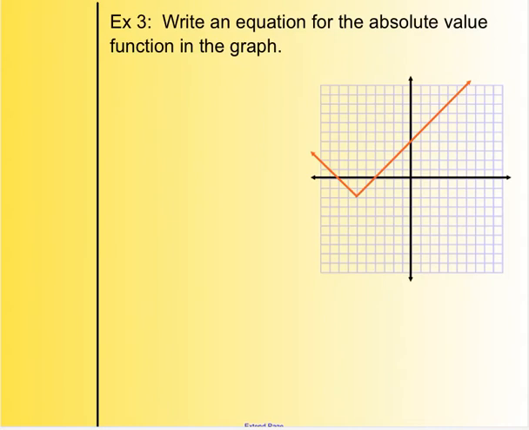Last example is writing the equation from the graph. So as you may have guessed, all we need to do is identify that vertex. And once we have the vertex, we put the horizontal change inside the asylum, opposite of what you think, and the vertical change outside the asylum, and it looks normal.